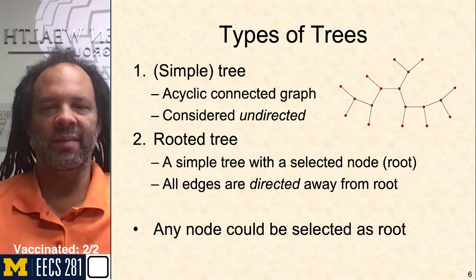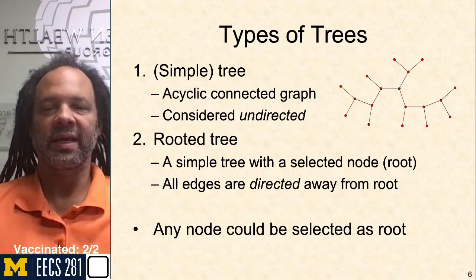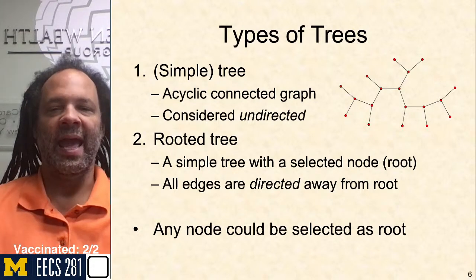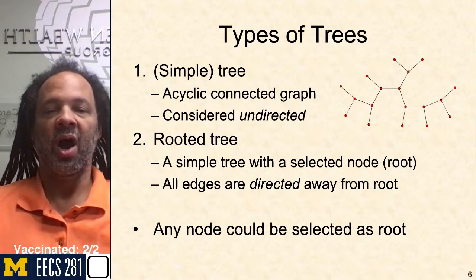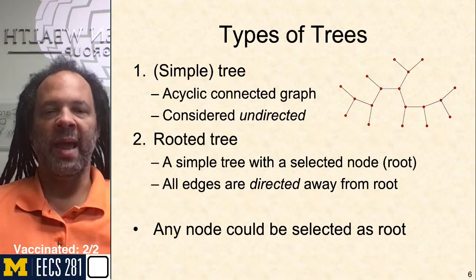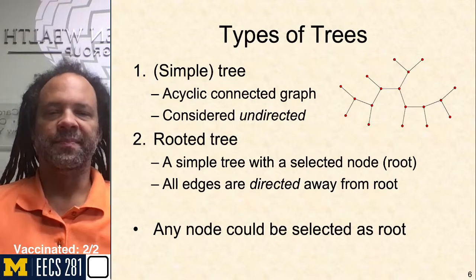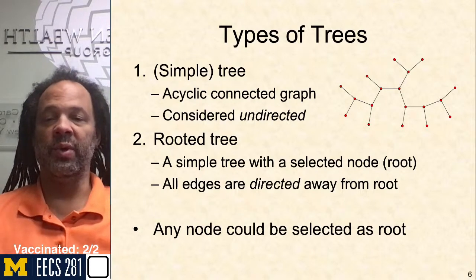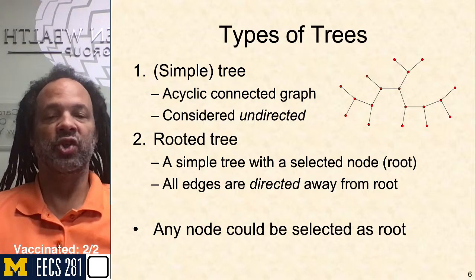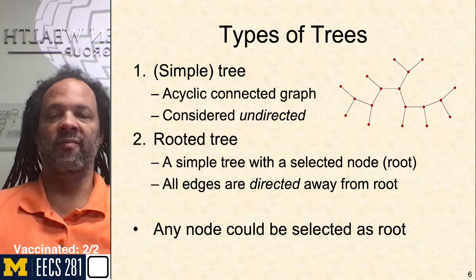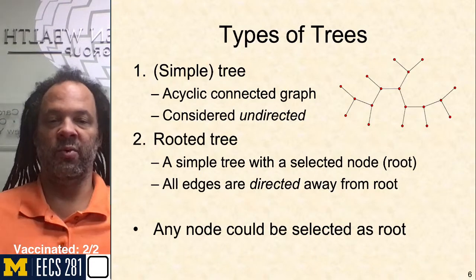And as we said before, this is at the very least a graph that has no cycles. So it's acyclic and connected, and a simple tree is considered undirected. So we can go from any node to any other node as long as they are connected. In a rooted tree, one that we use quite often is one where we've chosen, for some reason, a particular node as the root. And all of my edges then fall away from the root.